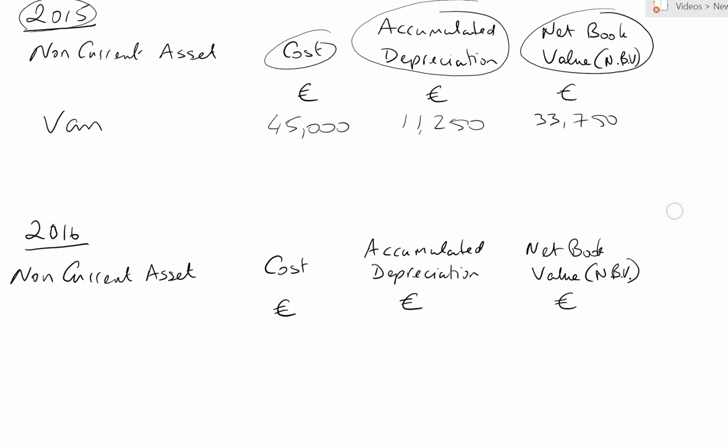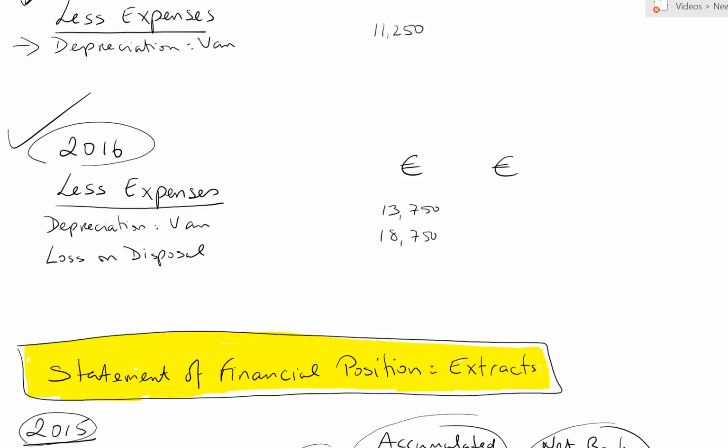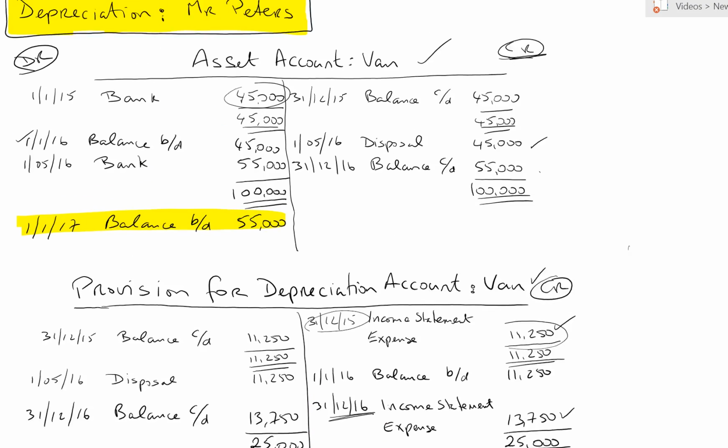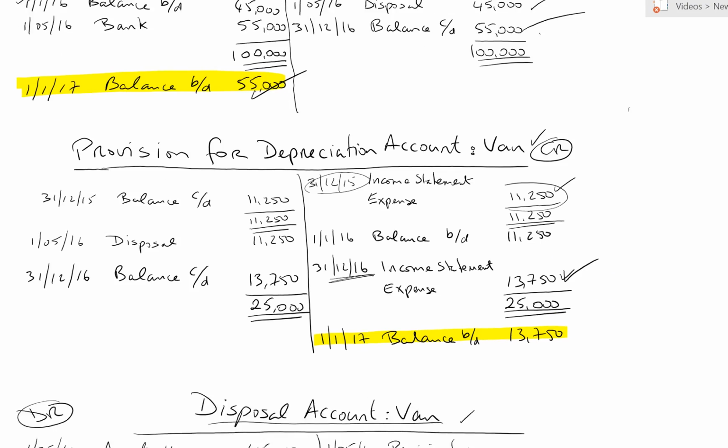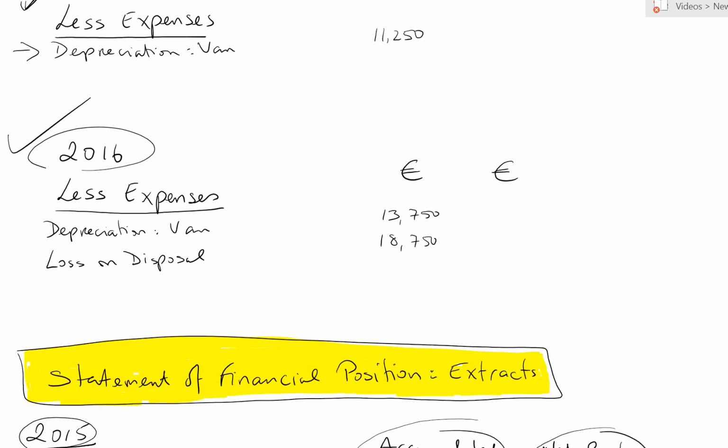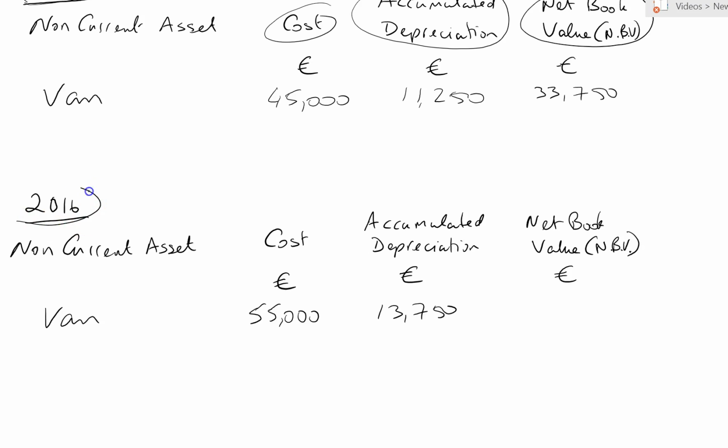And then just moving down to 2016, non-current assets, van, or the different van, but it's still a van, so still just under non-current assets as van. The cost was 55,000. The accumulated depreciation is 13,750. Now let's go back up here to show where I'm getting those figures from. The asset account, there's the new asset there, 55,000, and there the income statement amount, 13,750. So I have then for 2016, which I'm working on now, cost 55,000, accumulated depreciation 13,750, which gives a net book value of 41,250. Okay, that completes the workings.